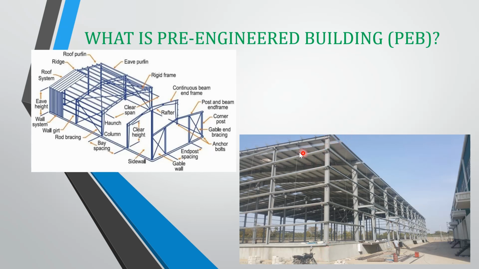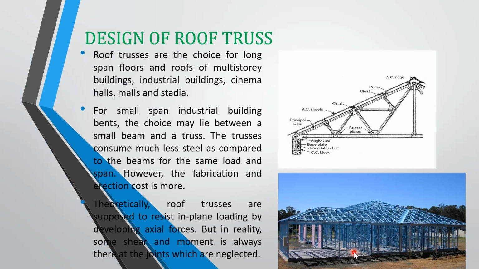These are the columns, these are the rafters you can see here supporting the purlins, and these purlins are in turn supporting the roofing sheet, and then we have some sag rods here. These are acting as elevation bracings. So this is an example of a PEB structure or pre-engineered building.